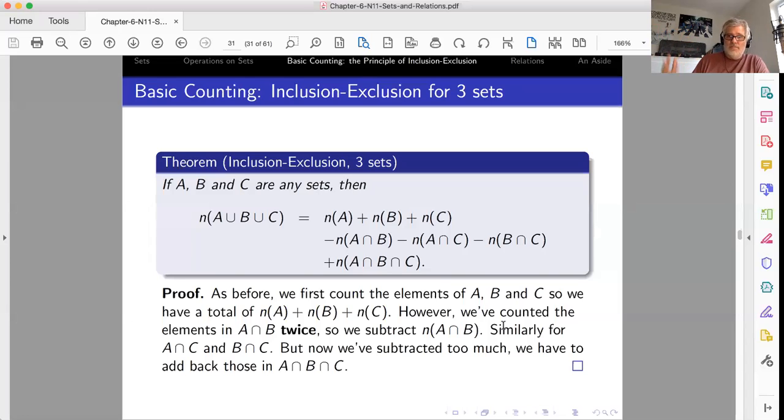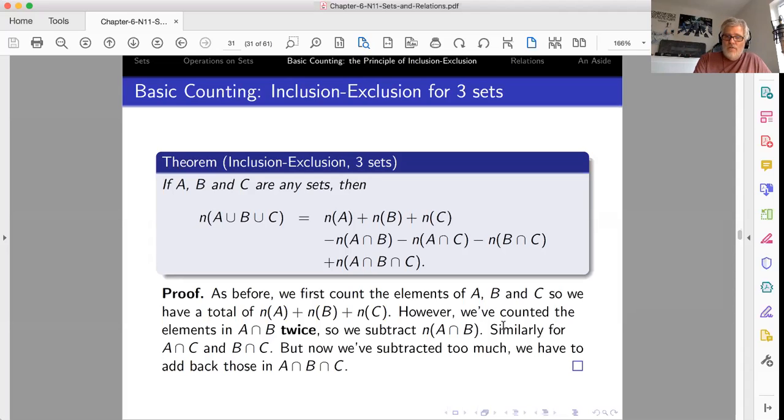Okay, so what's the logic behind this? Again, so here's the argument. Okay, so I look at all the elements which are in the union A union B union C. I do this. I count the elements in A. I count the elements in B, and I count the elements in C. But now think of the elements which are in both A and B. I've counted them twice, right? So I remove 1 for each. Same thing for the elements which are both in A and C. I subtract 1 for all of those because I've counted them twice. And I do the same for the elements in B and C.